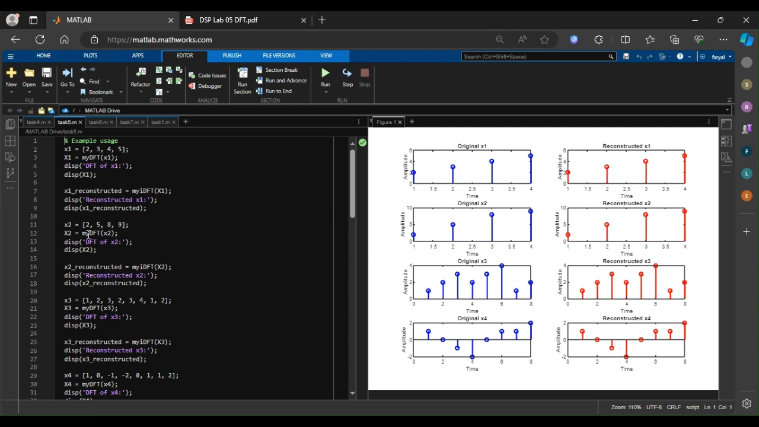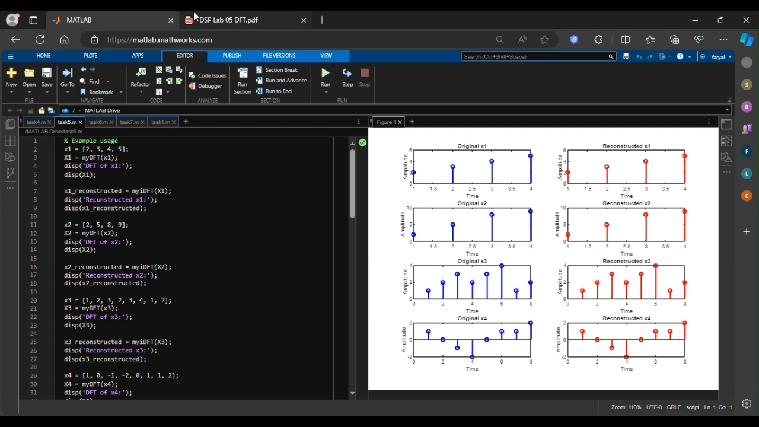Then we'll use the example code that demonstrates the usage of myDFT and myIDFT functions with four different input signals. We'll compute the DFT and IDFT for each input signal and display the result, basically the DFT coefficients and the reconstructed signal for each input signal. Here the graph basically shows the original signal and the reconstructed signal in separate subplots. As you can see, the real part of the reconstructed signal is plotted to visualize the comparison.